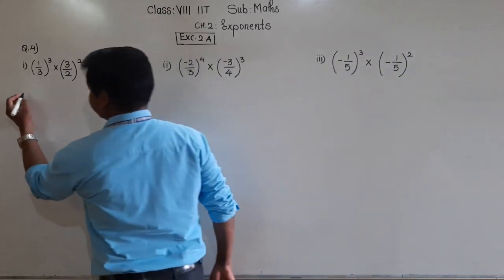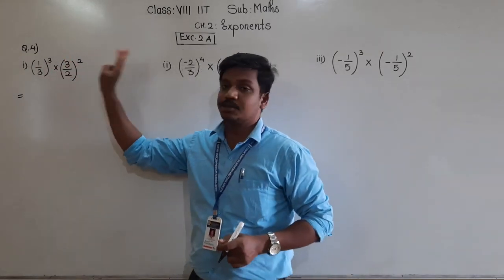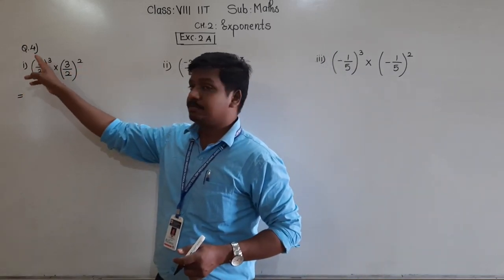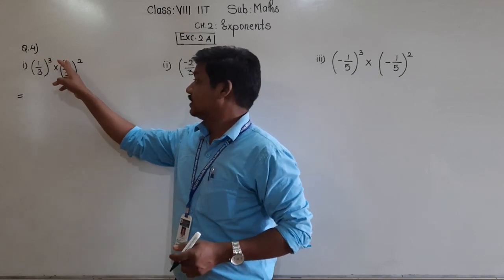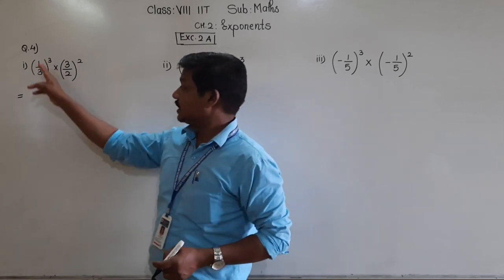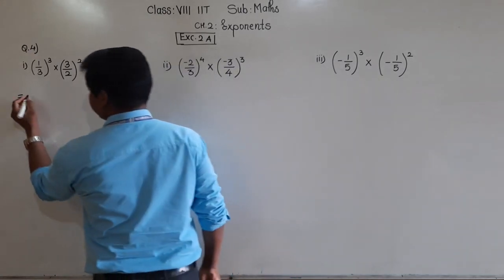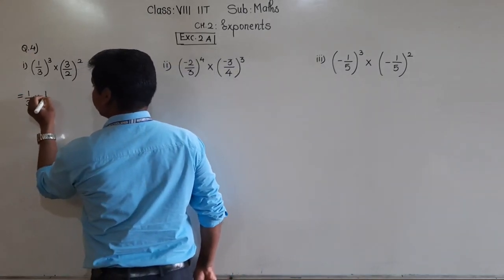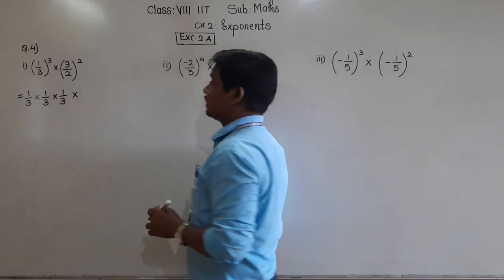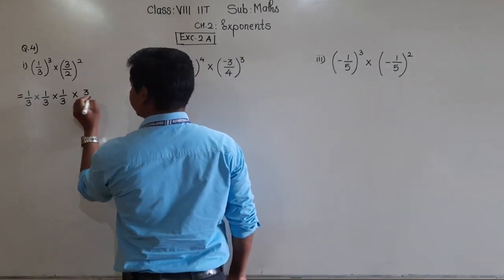Now see here. First example is (1/3)^3 × (3/2)^2. So we have to find the value of this. This is a rational number, called the base, and 3 is the exponent. Here we multiply by (3/2)^2; this is the base and this is the exponent. So (1/3)^3 means what? 3 times multiplication of 1/3. So we are going to expand: 1/3 × 1/3 × 1/3, multiplied by (3/2)^2. That means 2 times multiplication of 3/2.